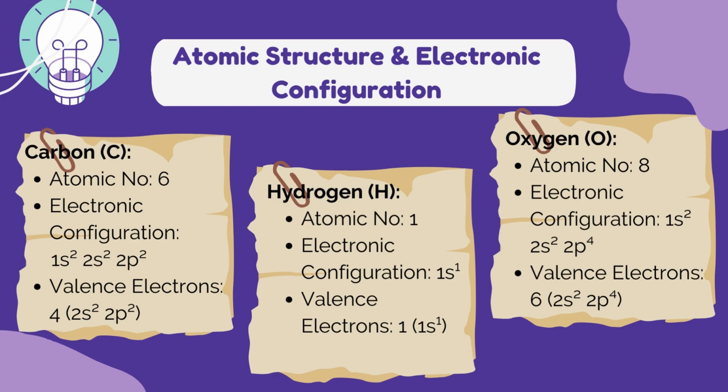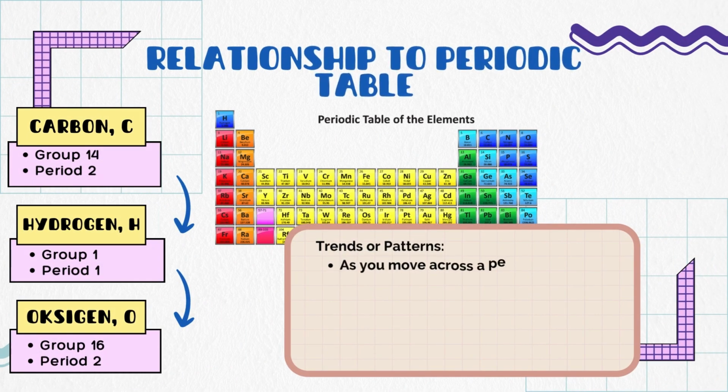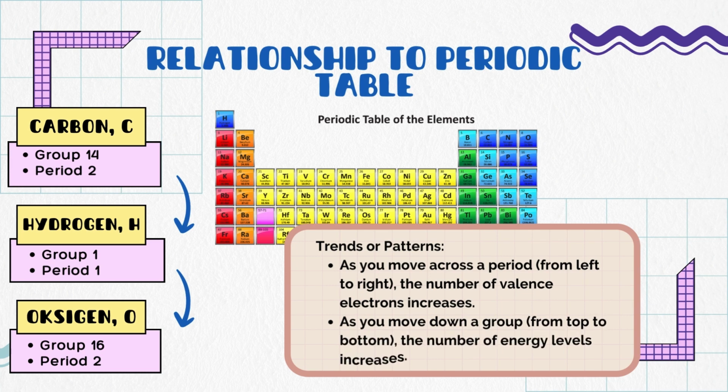So for the relationship to the periodic table, as you can see from the periodic table, carbon is in group 14, period 2, and hydrogen is in group 1, period 1, while oxygen is in group 16, period 2. So the period of an element is determined by its principal energy level, or the highest energy level that contains electrons.